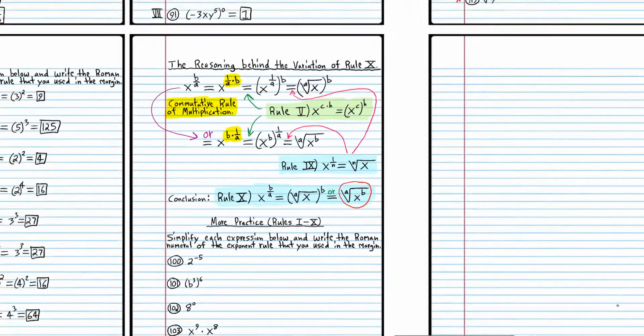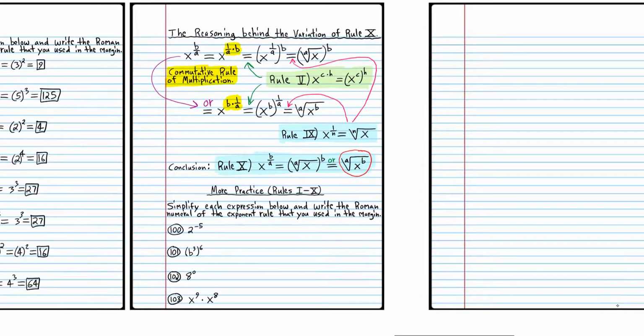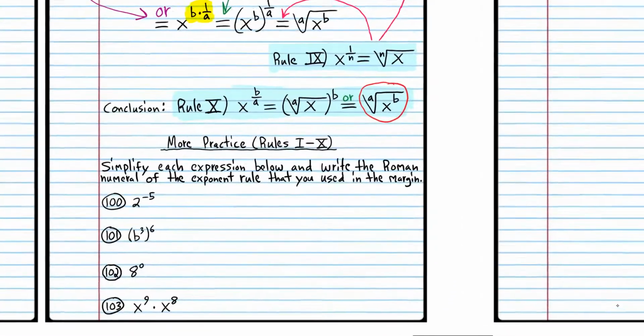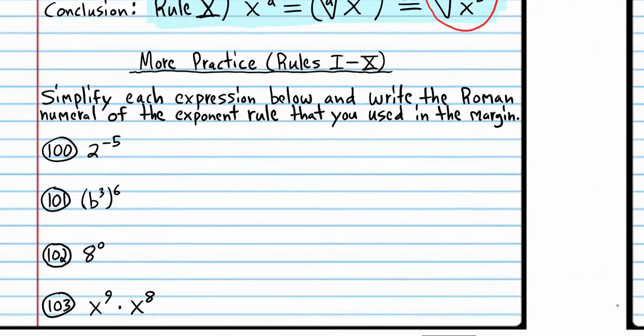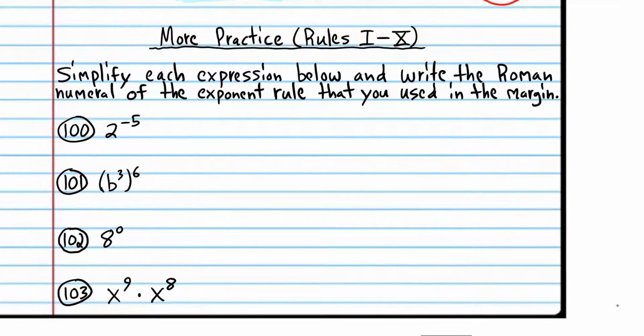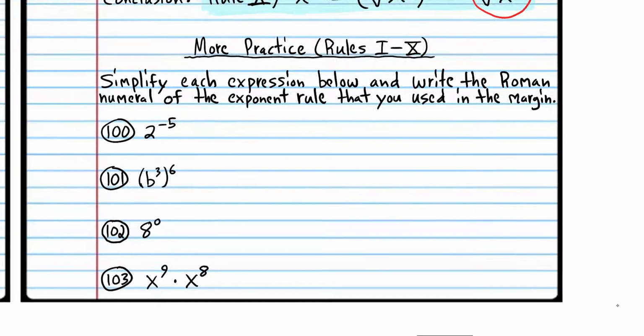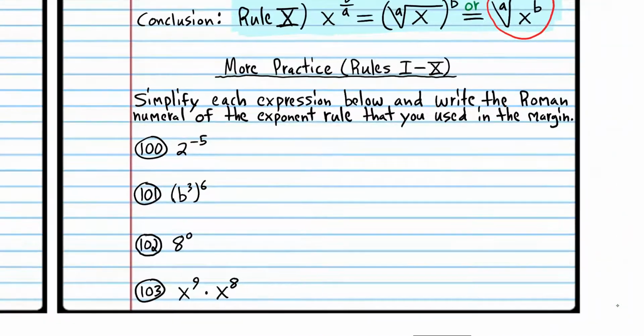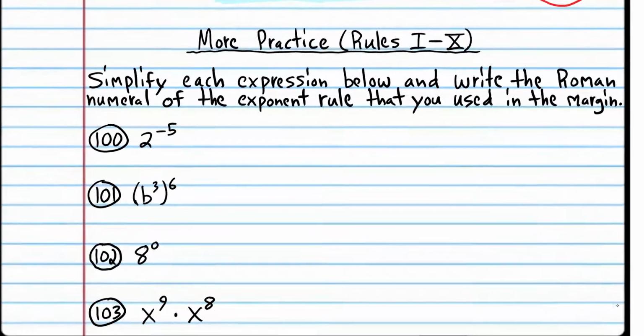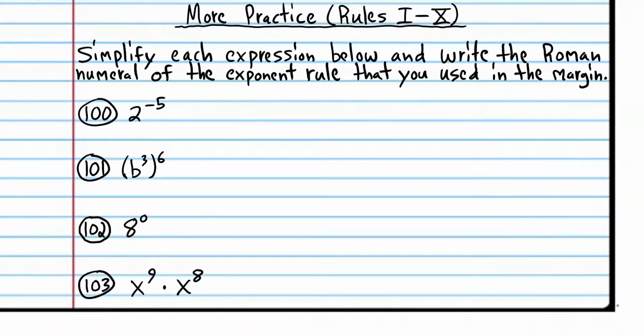So now what we're going to do is put all those rules together, rule 1 all the way to rule 10, in a problem set here. So we're just going to do a little bit more review. I want you to identify the rule and write the Roman numeral of the rule in the margin, just like we did before, and simplify the expression. So go ahead and try number 100.